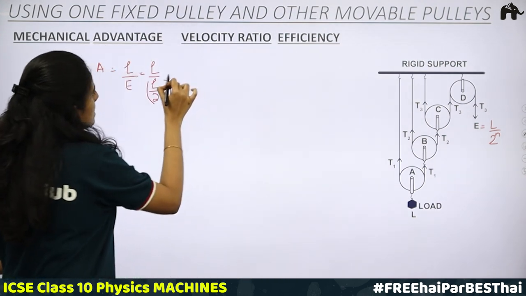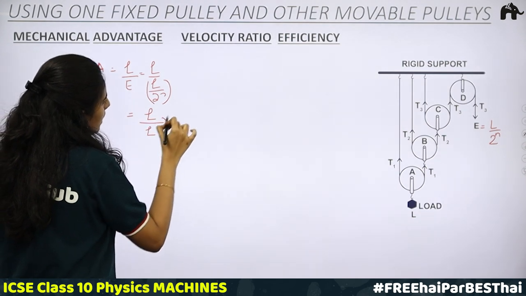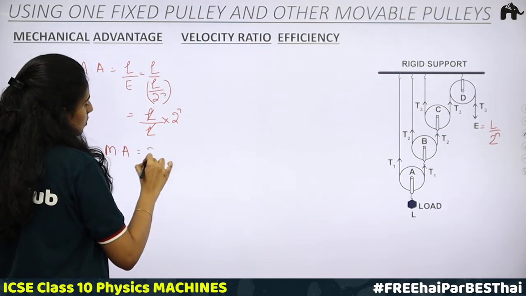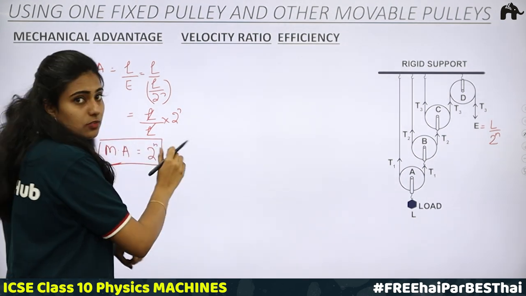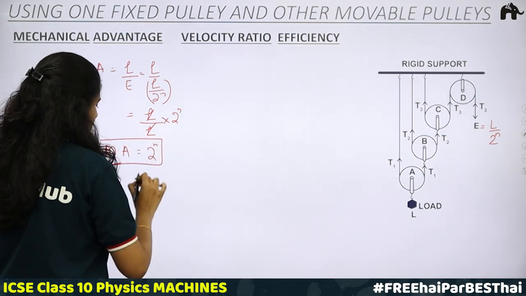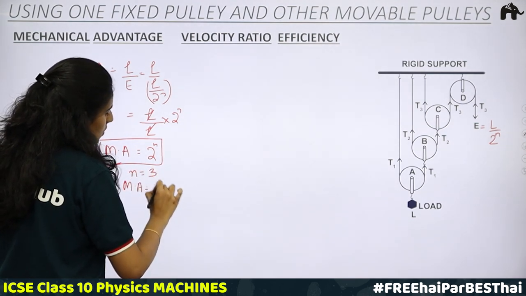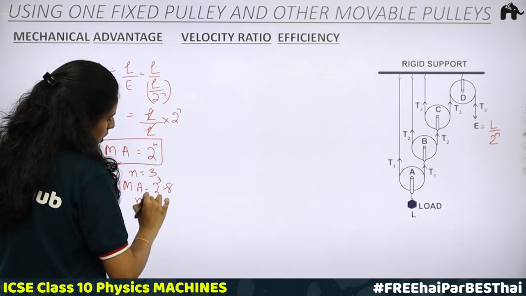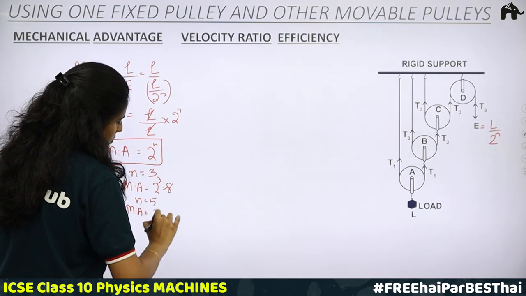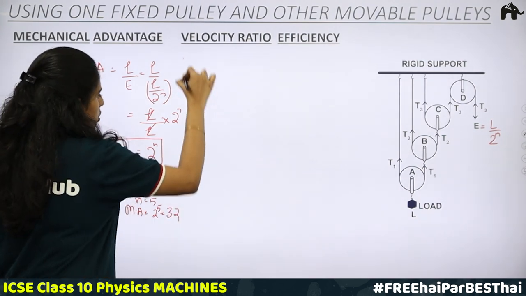Now taking the reciprocal, we will be getting L divided by L into 2 raised to n. L and L get cancelled. Therefore, mechanical advantage is equal to 2 raised to n. So, if we know the number of movable pulleys, we can calculate the mechanical advantage. If the number of pulleys is equal to 3, mechanical advantage will be equal to 2 raised to 3, that is 8. If the number of pulleys is equal to 5, in that case, mechanical advantage will be equal to 2 raised to 5, which is equal to 32. So this is about mechanical advantage.